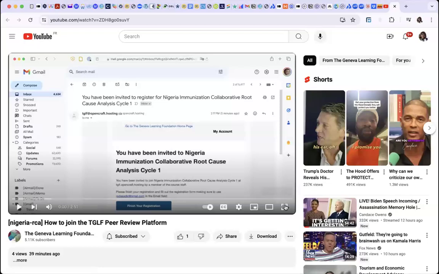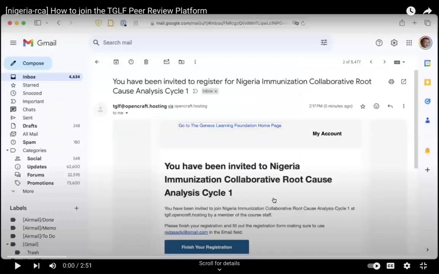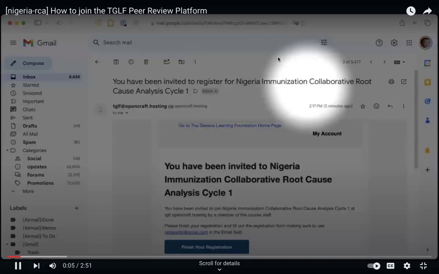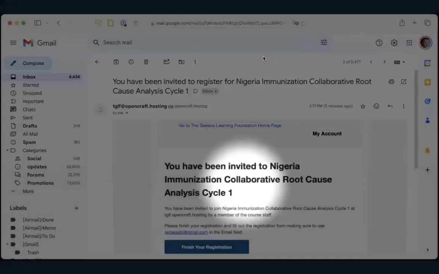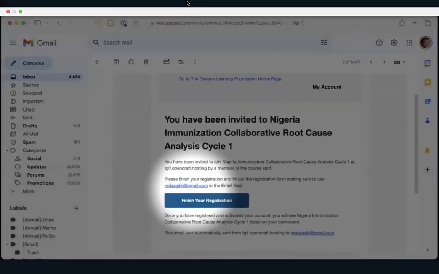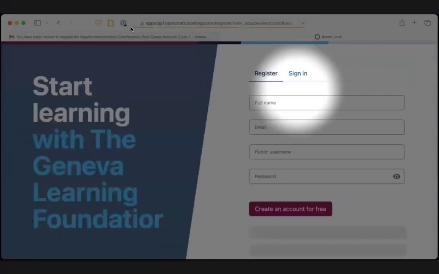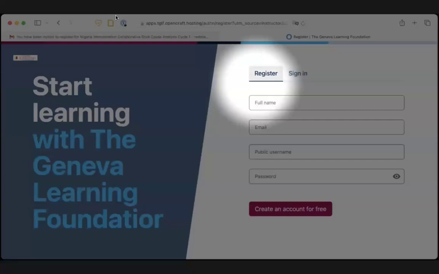So I hope you can all see my screen. I am putting it on full screen mode, and then Step one is to find the email that says you have been invited to register for Nigeria Immunization Collaborative. You find this email in your inbox and click on Finish Registration. This is a blue button. Click on this and a new window opens, and here you have an option to register.